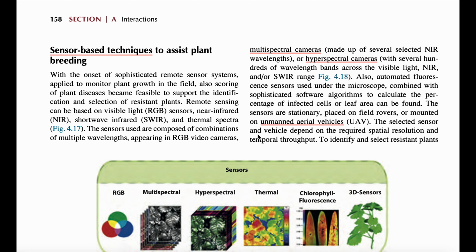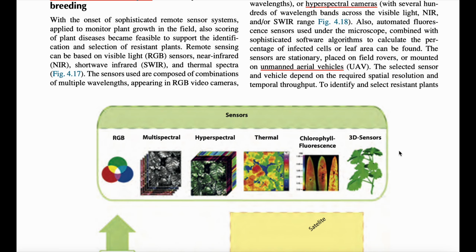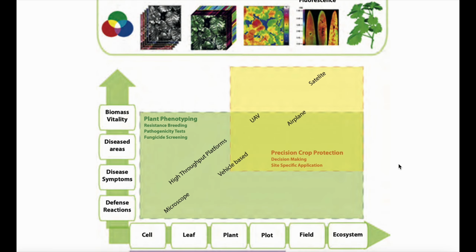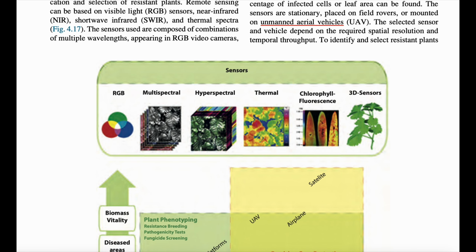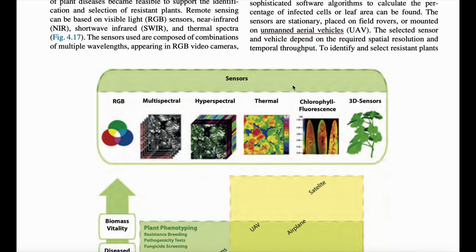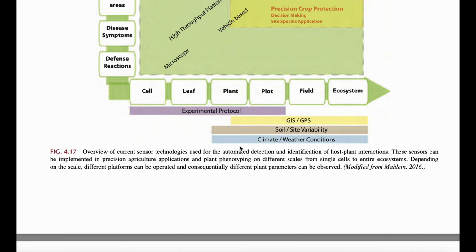The selected sensors and vehicles depend on the required spatial resolution and temporal throughput. To identify and select resistant plants, in visible light, this is how sensors work for multispectral, hyperspectral, thermal, fluorescence, and 3D sensors. Okay, to identify and select resistant plants, let's see.